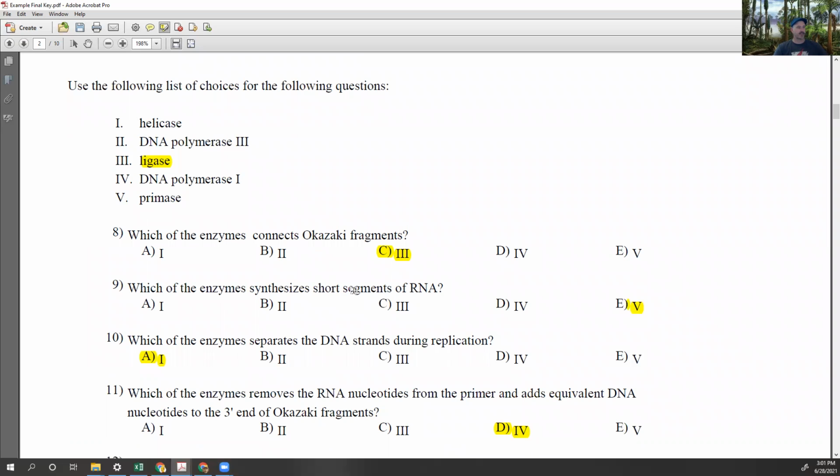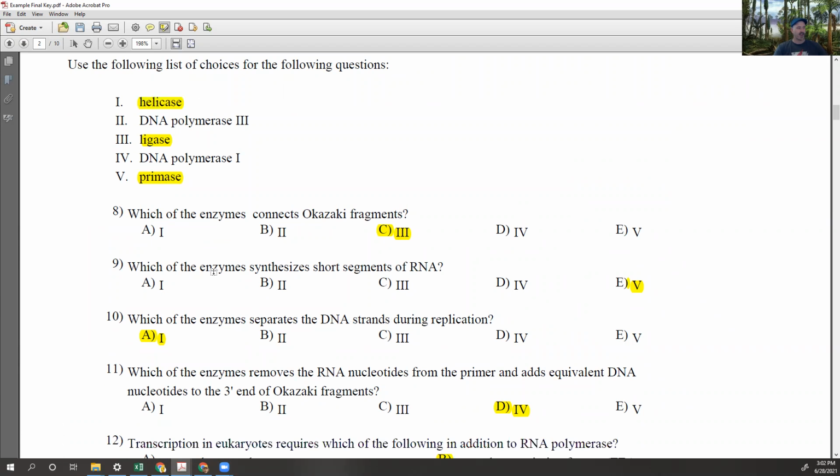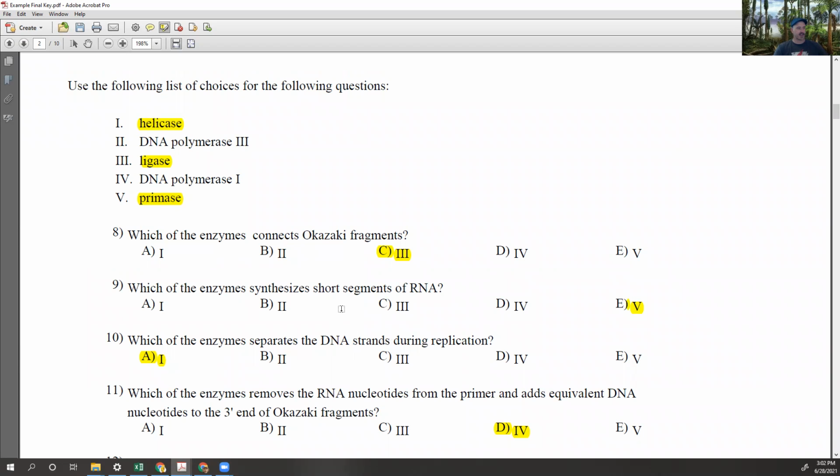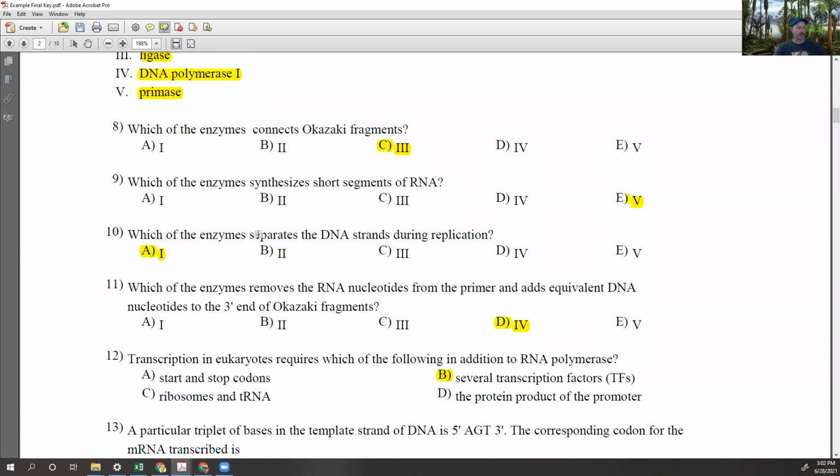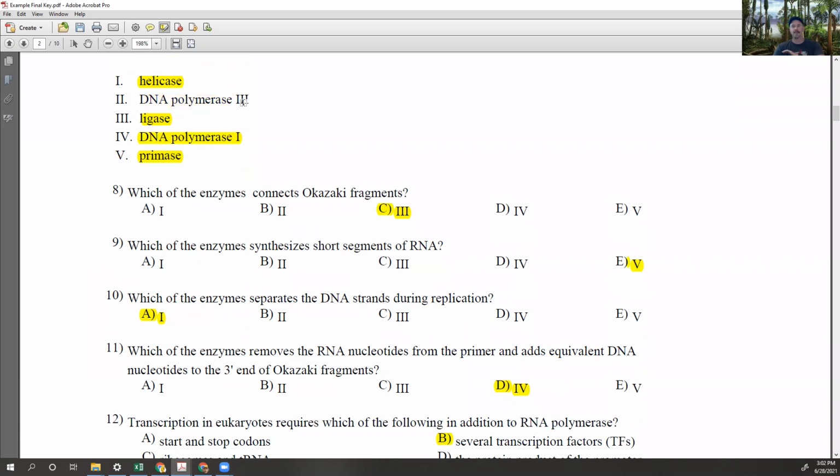Which of the enzymes synthesizes short segments of RNA? That'd be primase. It makes the primer. Which of the enzymes separates the DNA into strands during replication? That's helicase. Which of the enzymes removes RNA from the old primer and adds the DNA to the Okazaki ends? That's DNA polymerase 1. And then, of course, DNA polymerase 3 is the one that builds the long strands of DNA.